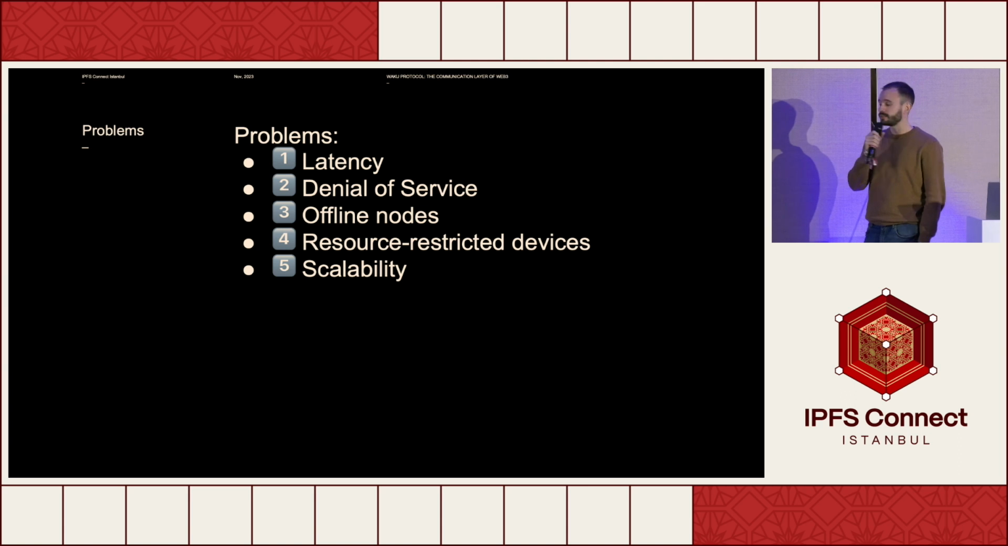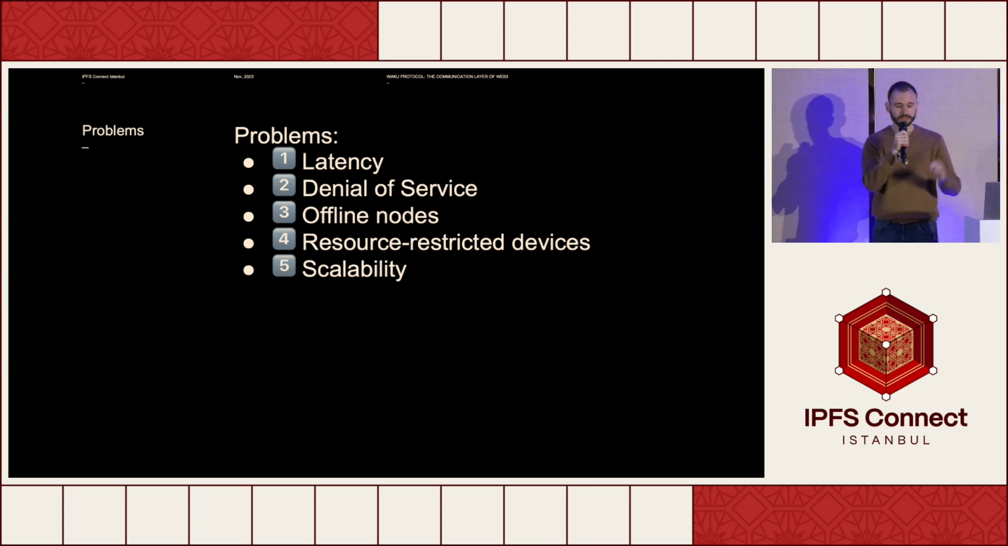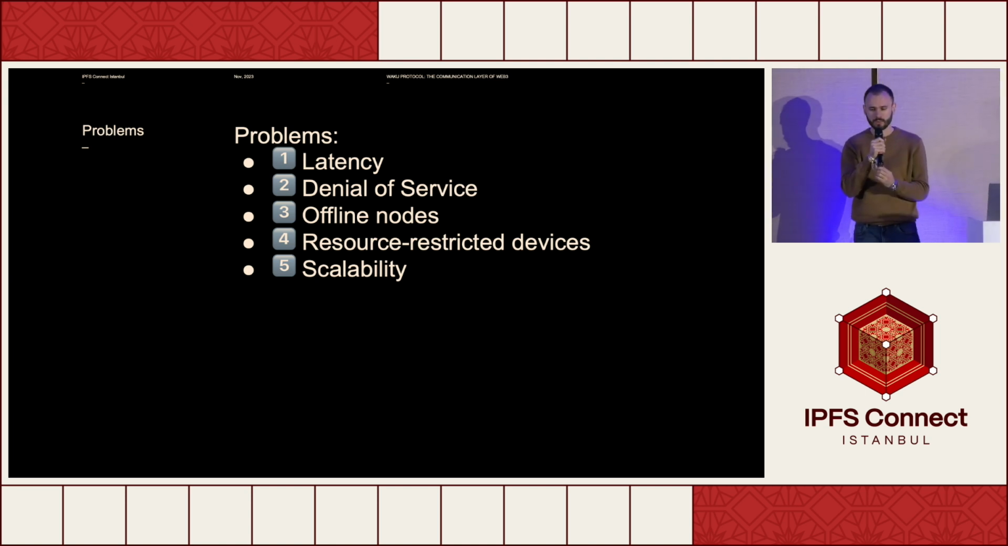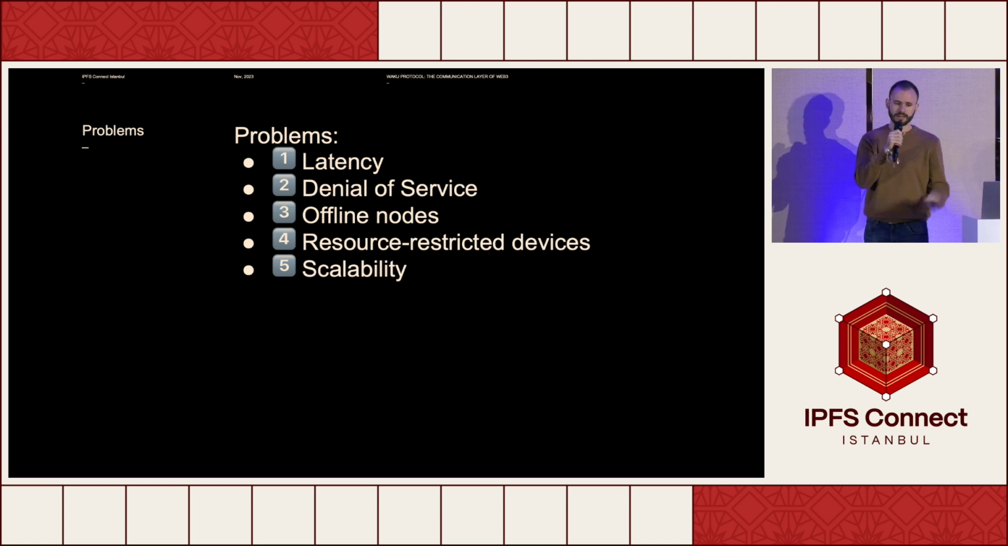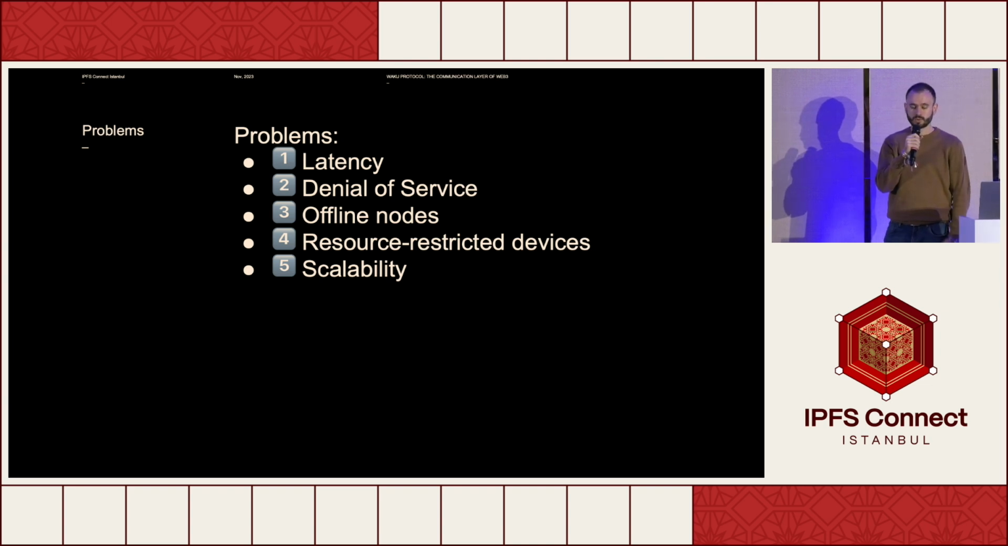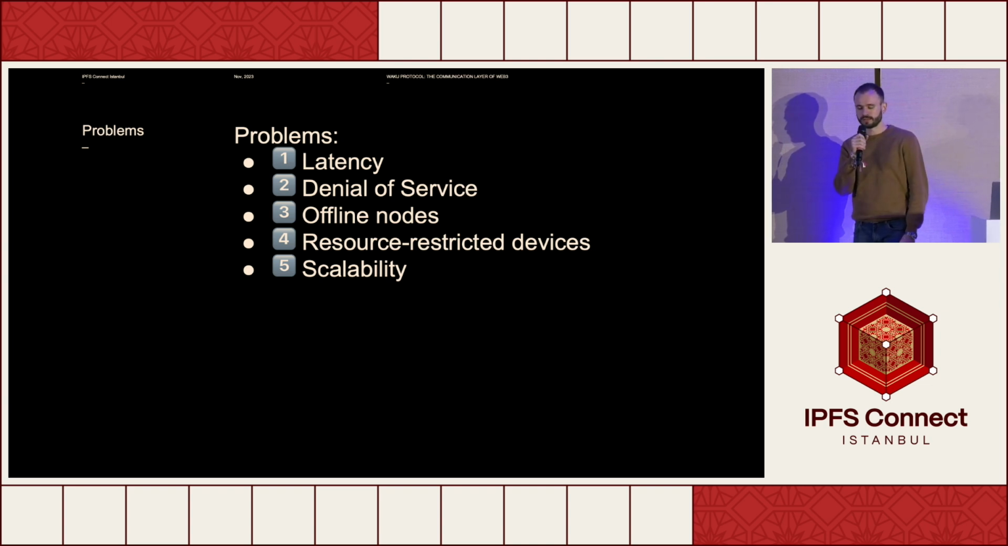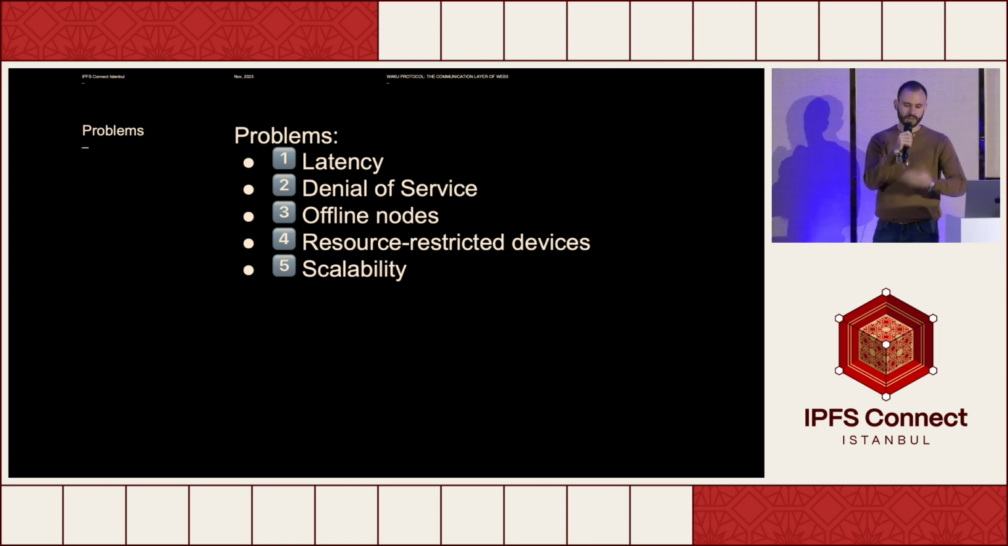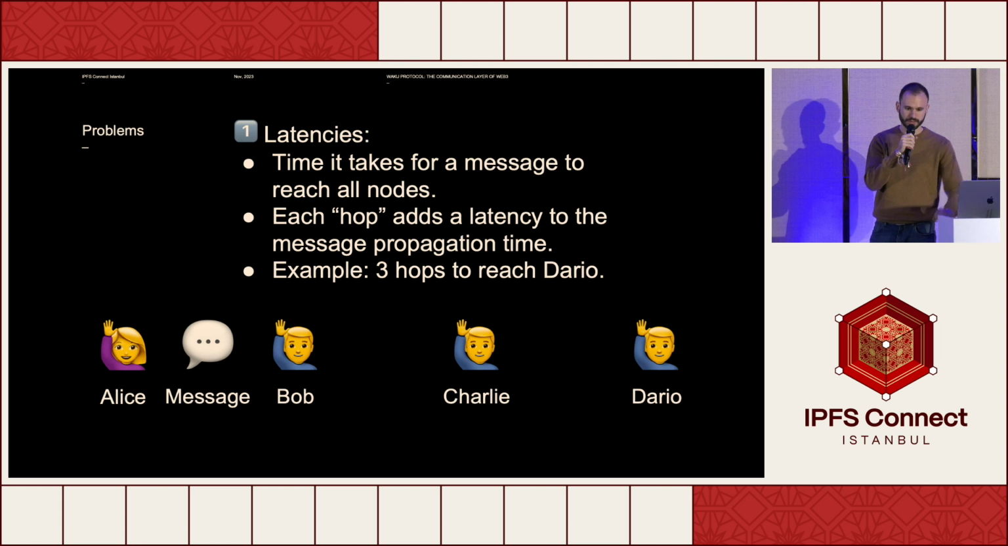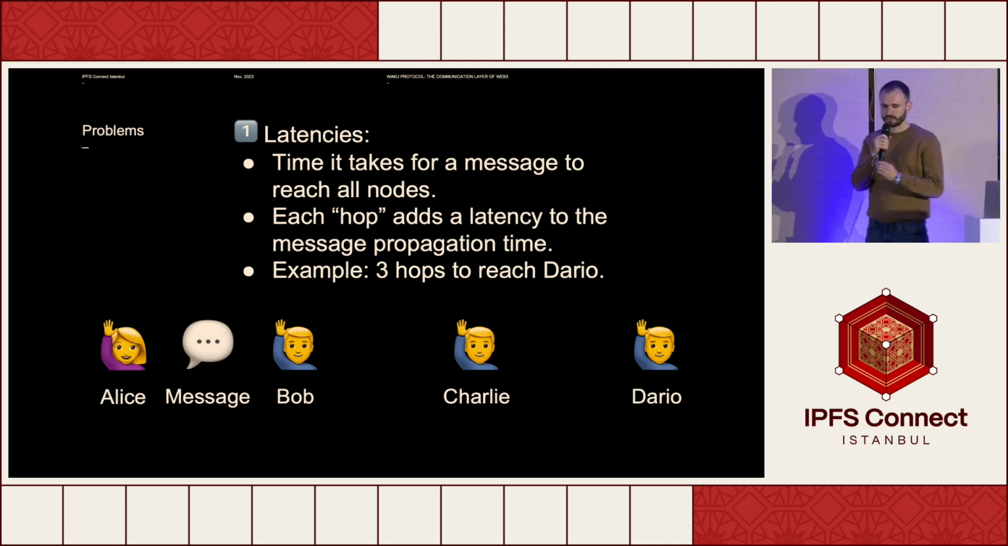First, we have latency. The message propagation time depends on many factors that I will explain later on. You are also exposed to denial of service attacks. Also, what happens if your node is offline and then you are online again? You are missing the messages from the past, right? Since we want to scale to many people, running on mobile, desktop, and data centers, we want them to be able to run this protocol. But GossipSub is not really made for resource-restricted devices, especially in terms of bandwidth. And then scalability: we want to reach millions, if not billions, of people, right? So I will go deep into the five problems.